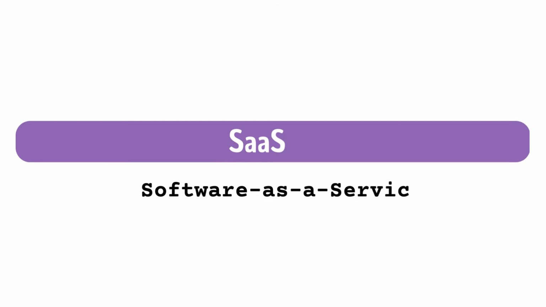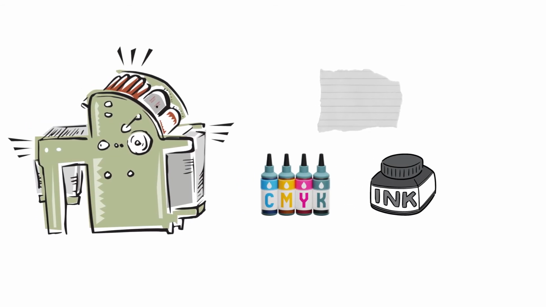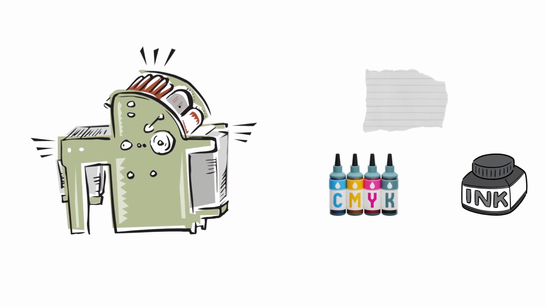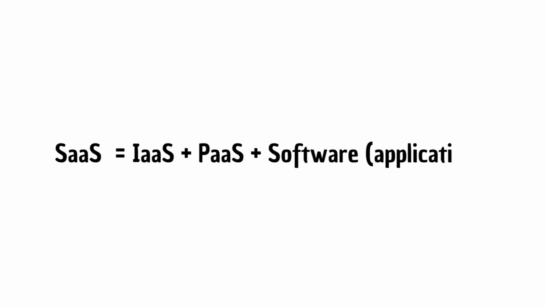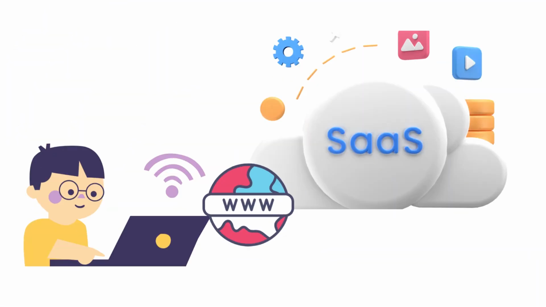Finally, Software as a Service. Think of SaaS as a printing press service that not only provides the machinery, equipment, paper, and ink, but also designs and prints your materials for you. SaaS includes everything in IaaS and PaaS with the addition of software programs. All you need is an internet connection, and you can access the software from anywhere in the world.